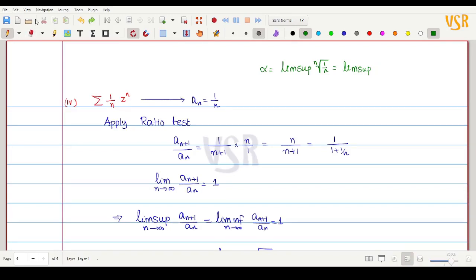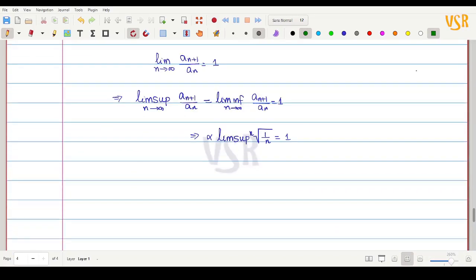I may write this as 1 divided by n to the power 1 by n. We know that n to the power 1 by n converges to 1. This implies that 1 divided by n to the power 1 by n converges to 1, therefore this is equal to 1. I went around a bit too much, but that's fine. So alpha, which is equal to the limit supremum of this.